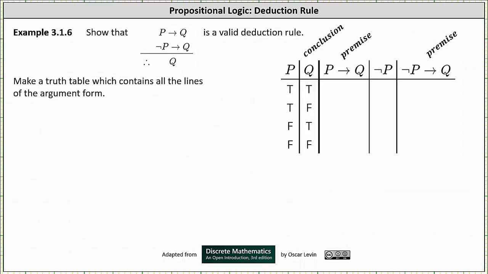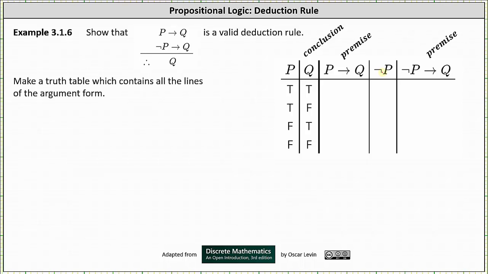We're asked to show the argument if P then Q, if not P then Q, therefore Q is a valid deduction rule. The first step is to make a truth table containing all the lines of the argument. We have a column for P, a column for Q, a column for if P then Q, a column for not P, and a column for if not P then Q. And notice how I've labeled the two premises and the conclusion.